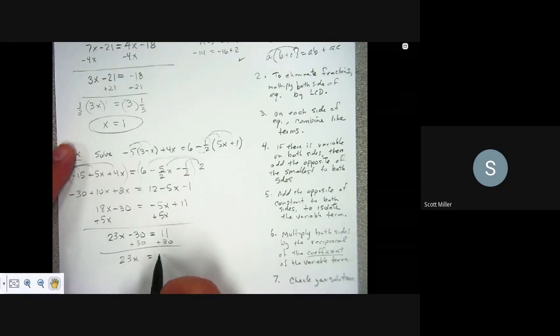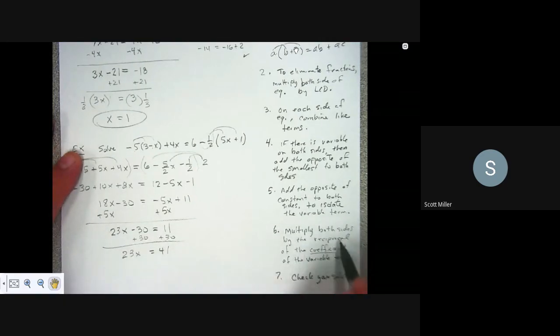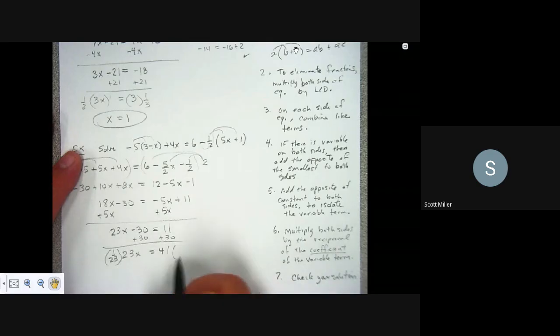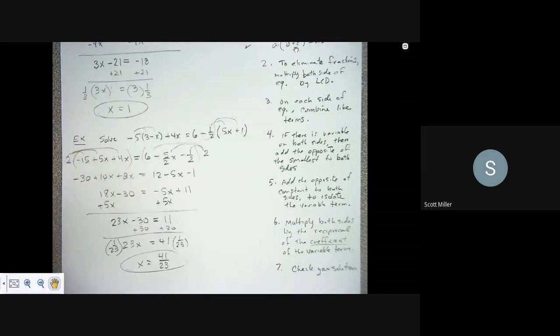23x equals 41. And then the reciprocal of 23 is 1 over 23. And so x equals 41 over 23. And you can plug that in with a calculator to check your answer, but it will work. So those were 2 examples using the techniques that we have over there.